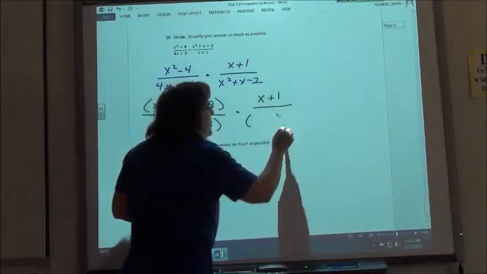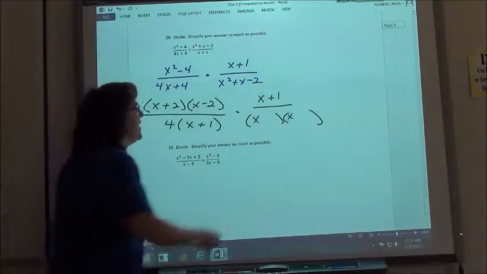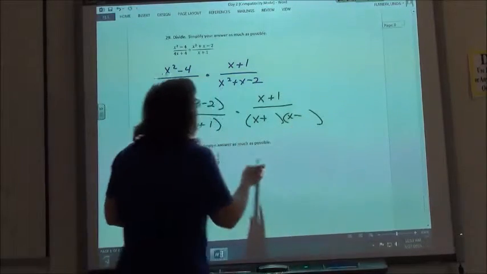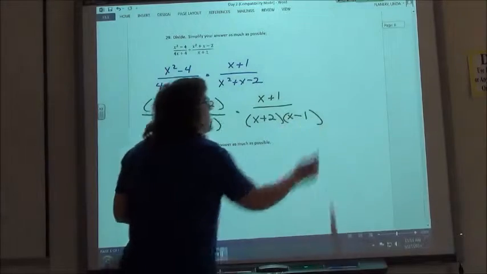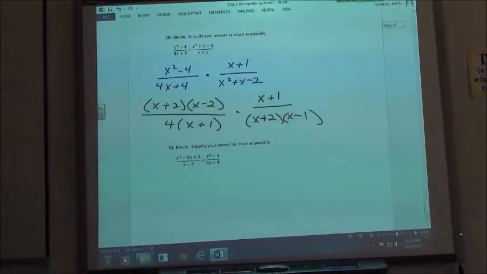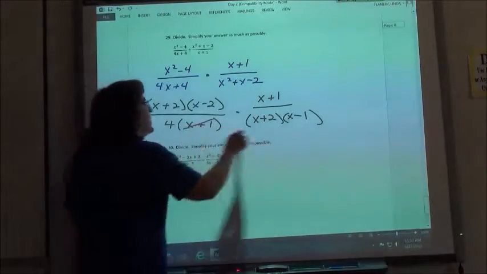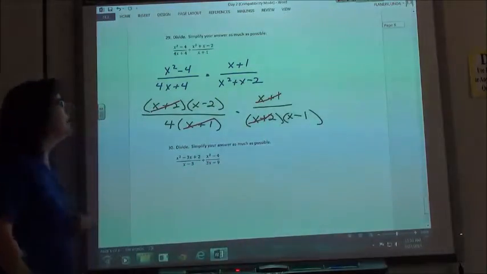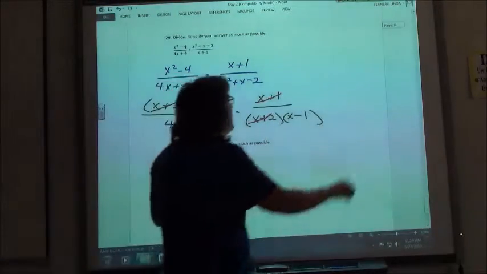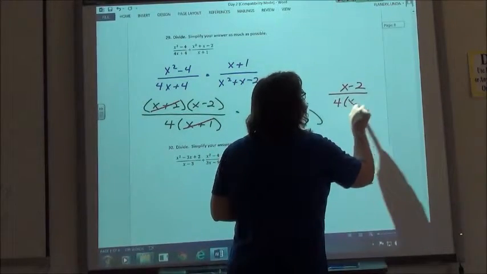But the quadratic expression I can, x and x. The end is negative, so a plus and a minus. Factors of 2, I want a positive 1, so a plus 2 and a minus 1. 2 minus 1 is 1 in the middle. And so canceling out my common factors, I've got an x plus 1 I can cancel out, and an x plus 2 I can cancel out. So on the top I have x minus 2. And on the bottom, 4 times x minus 1.